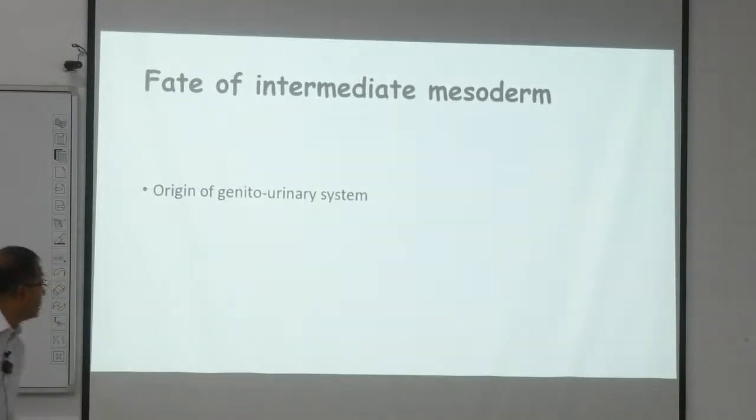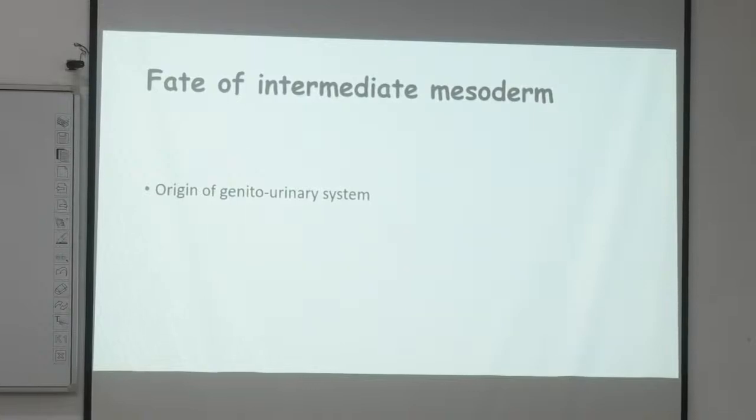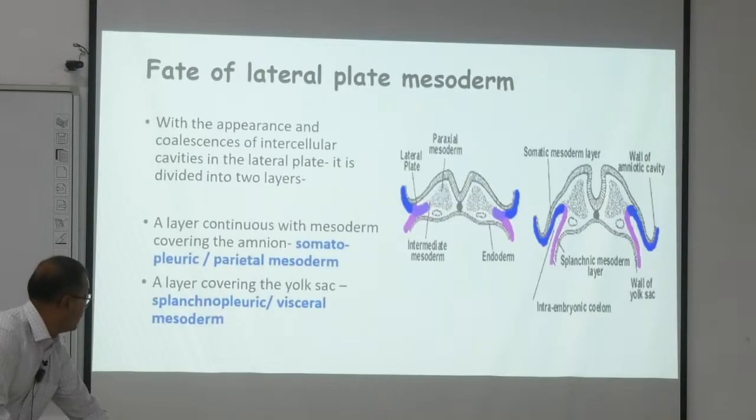Next to the paraxial mesoderm, we have the intermediate mesoderm. From the intermediate mesoderm, that tiny tissue develops the genitourinary system. That means it develops the kidney from there. It develops the gonads from these particular tissues. So this intermediate mesoderm transforms into these elements.